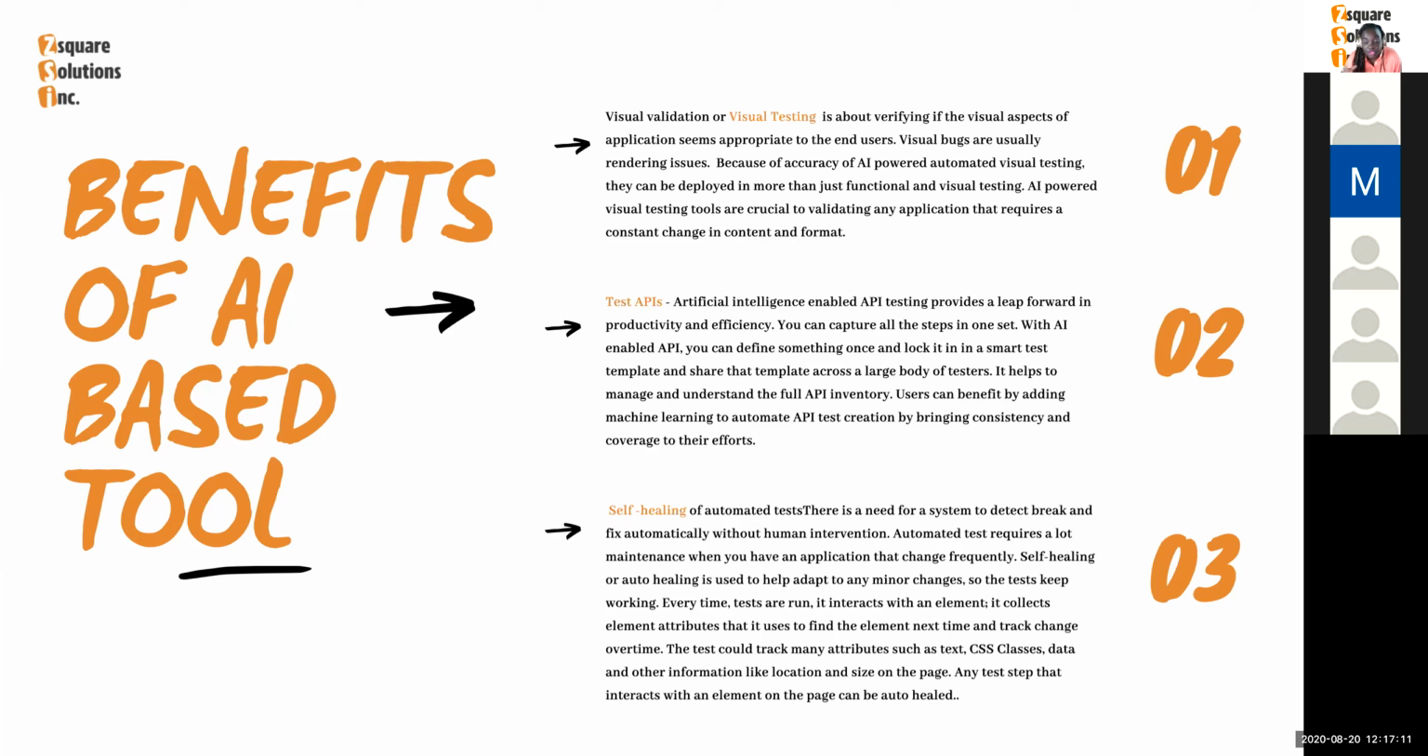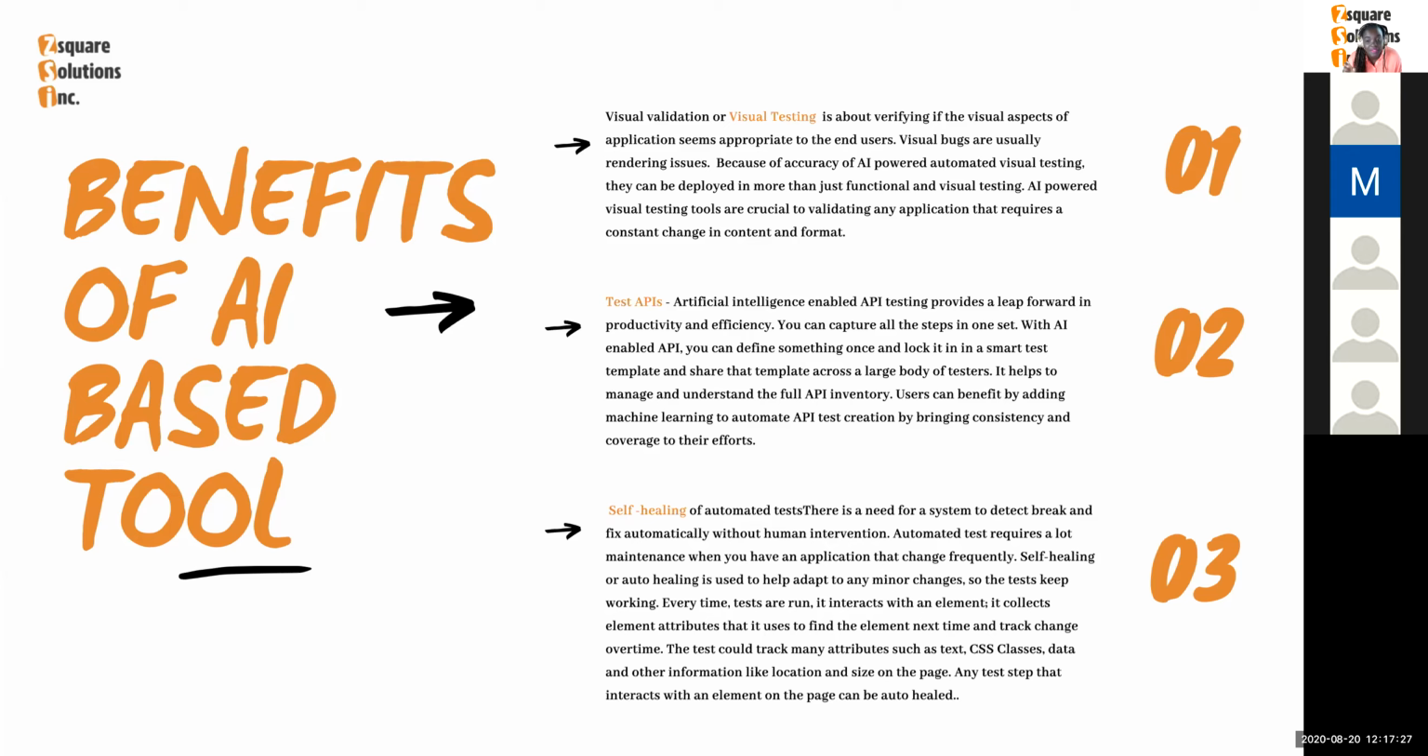Where it seems appropriate to the end user. So it's really mimicking the end user experience. And there are so many things that you can miss as a manual tester that a visual validation tool will definitely help you with. So visual bugs are usually rendering issues.